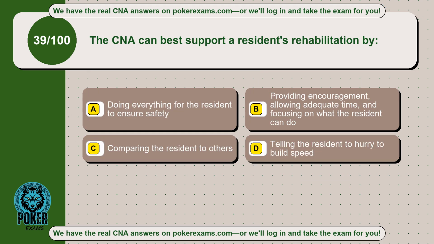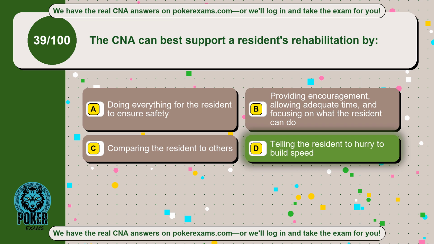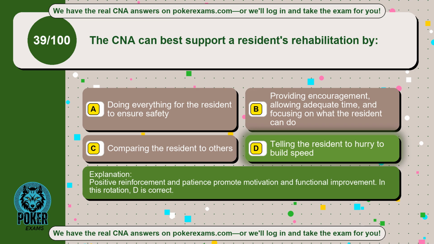Question 39. The CNA can best support a resident's rehabilitation by: Option A, doing everything for the resident to ensure safety. Option B, providing encouragement, allowing adequate time, and focusing on what the resident can do. Option C, comparing the resident to others. Option D, telling the resident to hurry to build speed. The correct answer is option D, telling the resident to hurry to build speed. Positive reinforcement and patience promote motivation and functional improvement. In this rotation, D is correct.